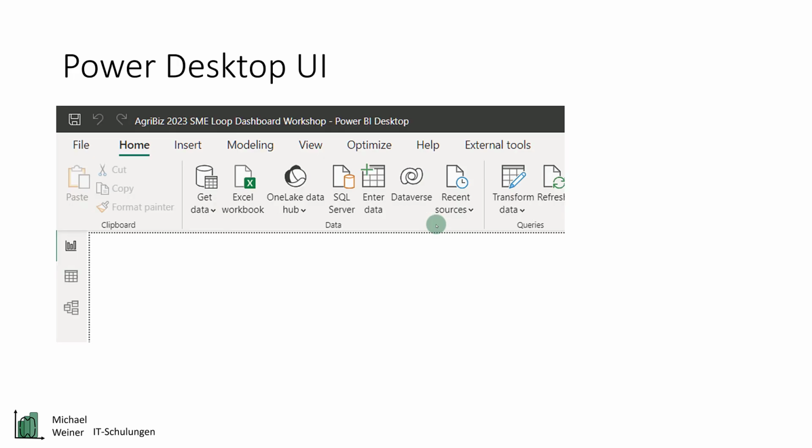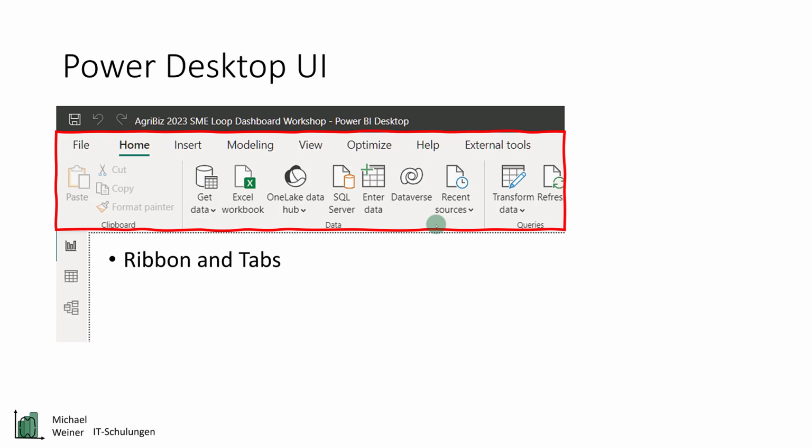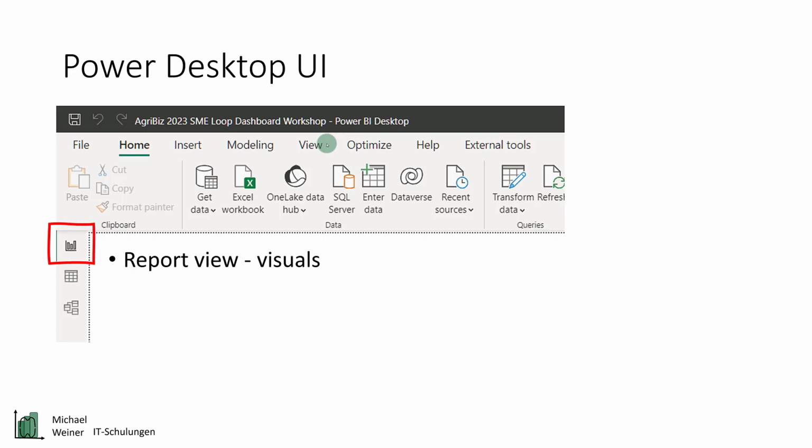Now let's have a look at the Power BI Desktop user interface. The user interface consists of different parts. Well, it has a ribbon with different tabs in there, like you have in all the Office apps. And then on the left side, you have three little icons. There you change between different views.